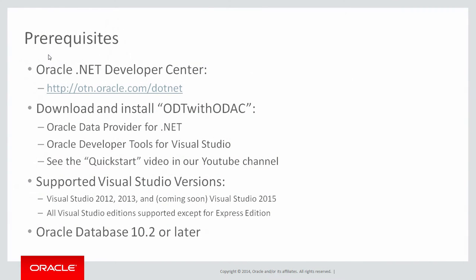Now, if you'd like to follow along as I go through this video, you will need to install the Oracle Developer Tools for Visual Studio. You can get that from the Oracle .NET Developer Center at the URL on your screen. You will need to download and install the ODT with ODAC package. We do have a quick start video on our YouTube channel that can assist you with the installation. We support most of the recent Visual Studio versions, and we support all Visual Studio editions except for Express Edition. You'll also need Oracle Database 10.2 or later.